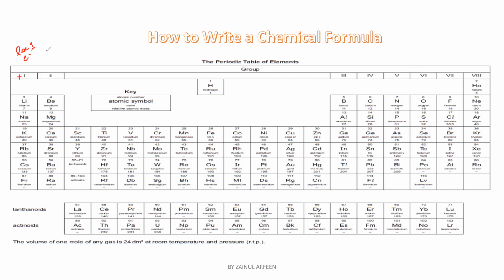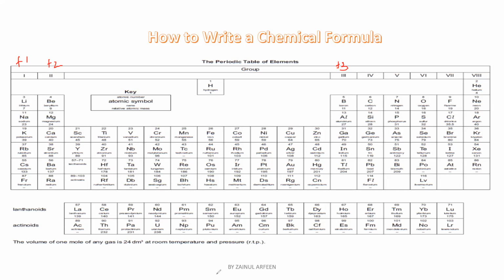Same thing, group 2, they tend to lose 2 electrons. So as they tend to lose 2 electrons, what will be the charge? Plus 2. The term valency means the charge appear on the atom during a chemical reaction. And group 3, they tend to lose 3 electrons, so that is why the charge is plus 3. So group 1, 2, and 3, the valency is same as a group number. For group 1, it is plus 1, group 2, it is plus 2, and group 3, it is plus 3. But what about group 4, 5, 6, 7, and 8?